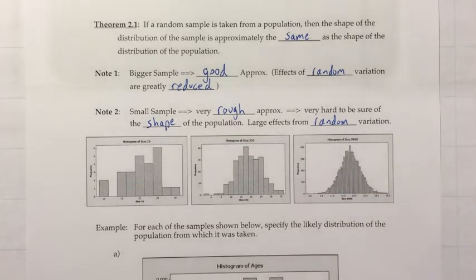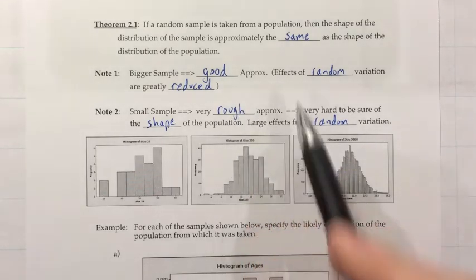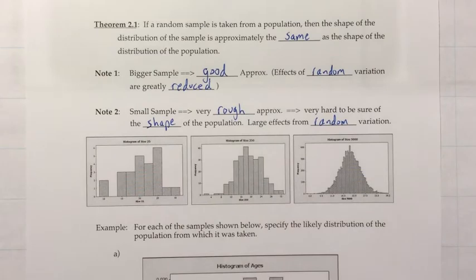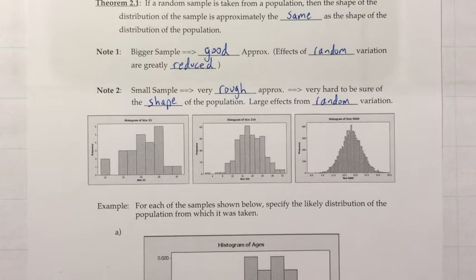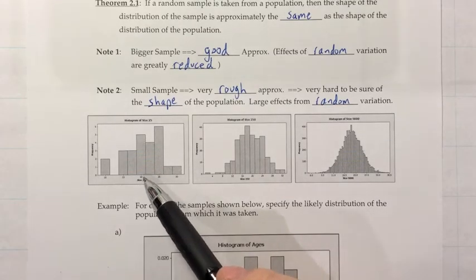So let me just show you a quick example of that, and then I'll illustrate this on the computer for you too. So here are three different graphs that are from samples. This histogram is from a sample of size 25.